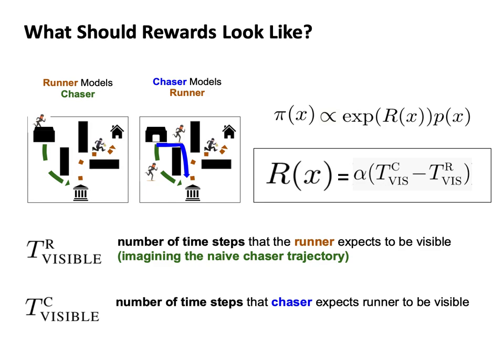Well, how about in a low probability situation? Will this formulation work for us? The runner expects to be seen a low number of times, and the chaser also expects to see the runner a low number of times. We have a low number minus a low number, which equals an even lower number, and that lower number basically means a low probability, and that again works for us.